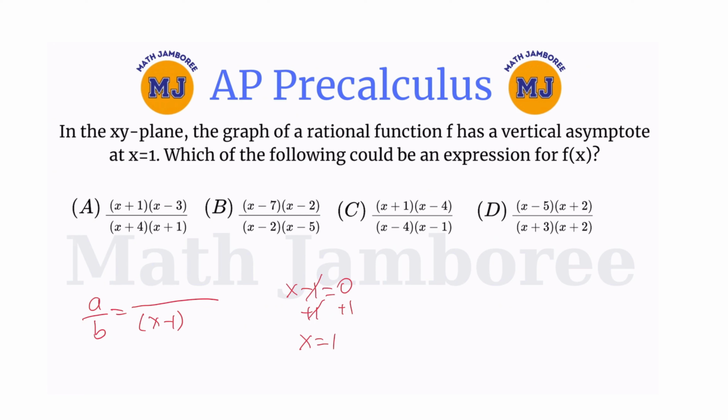Choice A doesn't have any x minus 1 in the denominator. You can go ahead and eliminate choice A. Choice B, we don't have x minus 1 in the denominator section.